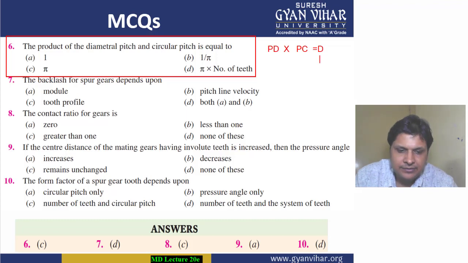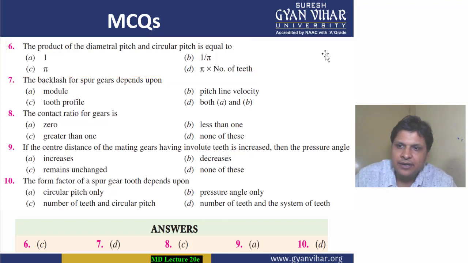Circular pitch PC is equal to pi D by T. Diametrical pitch is equal to T by D. Here you can clear it, students.